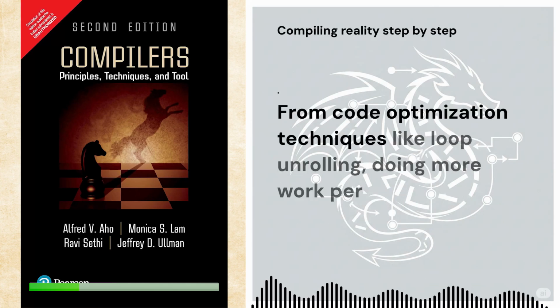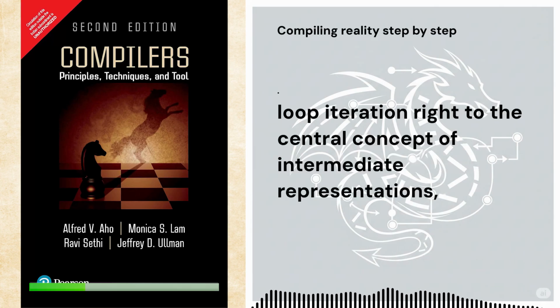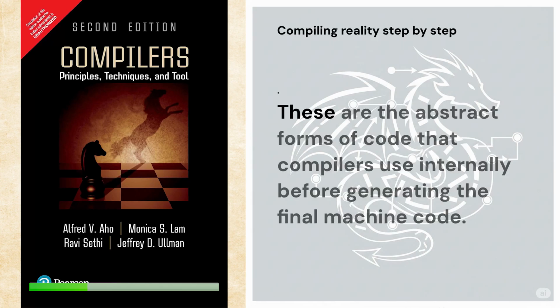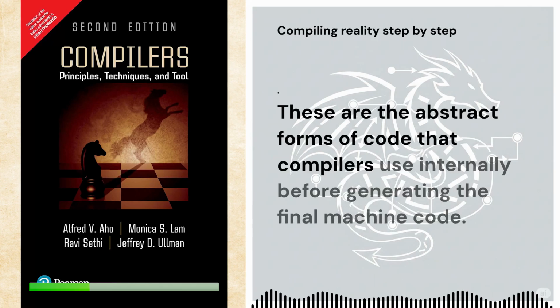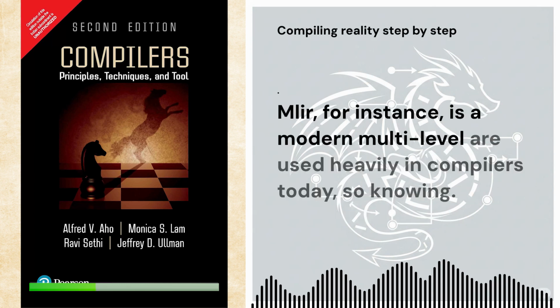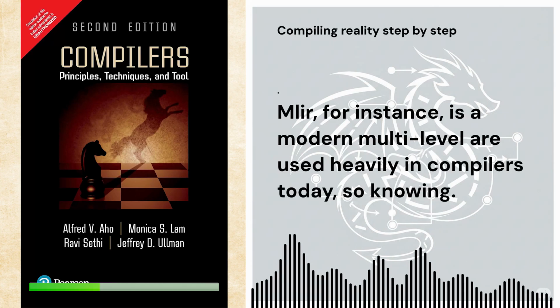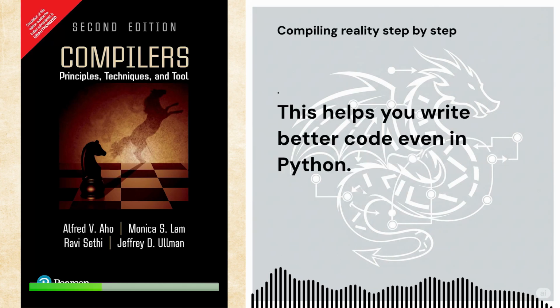Understanding compiler principles gives you deep insight into how these frameworks actually achieve their incredible performance, from code optimization techniques like loop unrolling. Doing more work per loop iteration. Right. To the central concept of intermediate representations, or IRs. These are the abstract forms of code that compilers use internally before generating the final machine code. MLIR, for instance, is a modern multi-level IR used heavily in AI compilers today. So knowing this helps you write better code even in Python.